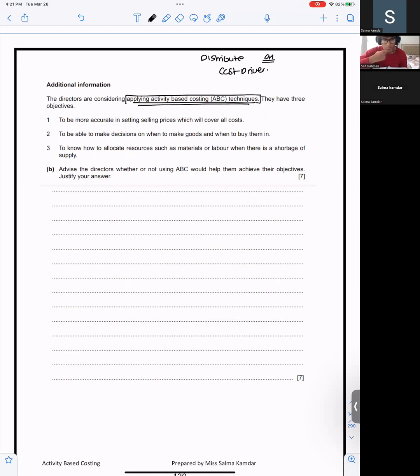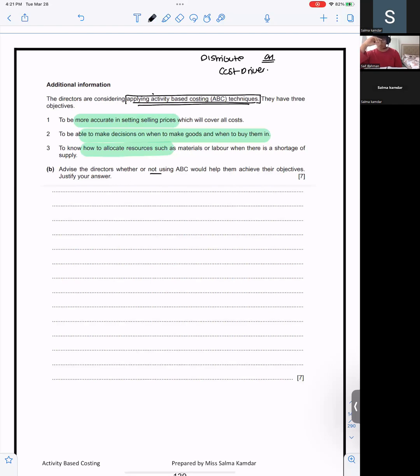So the directors want to apply ABC by keeping three objectives in mind. What are the objectives of the directors? To be more accurate in setting selling prices which cover all costs, to be able to make decisions on which and when to make goods and when to buy them, to know how to allocate resources such as materials or labor when there is a shortage of supply. So they have three objectives. They want to set a more accurate selling price. They want to make proper decisions as to when they have to make goods and when they have to buy the goods. And they want to know how to allocate resources.